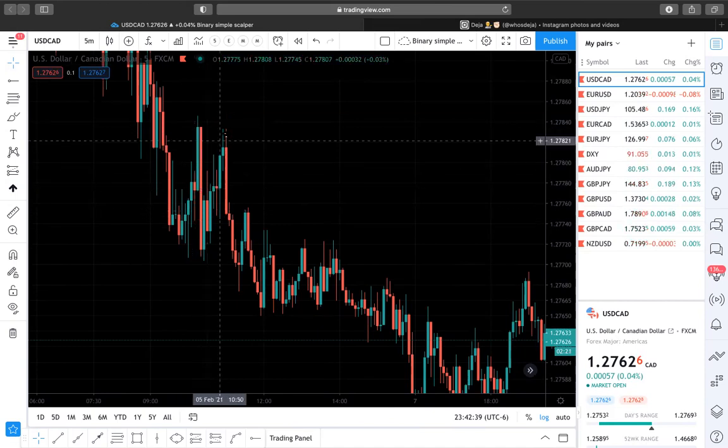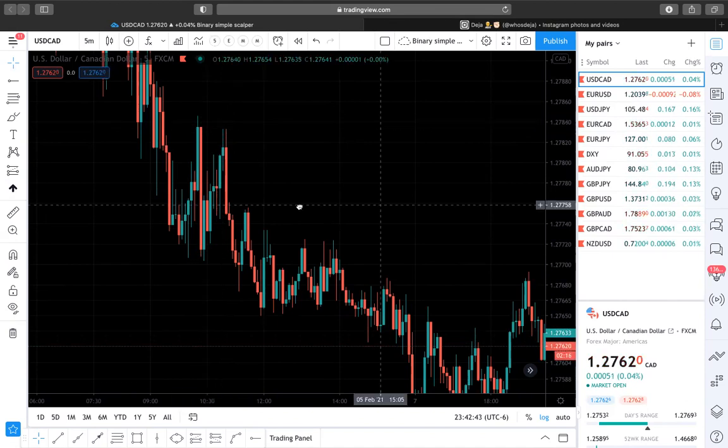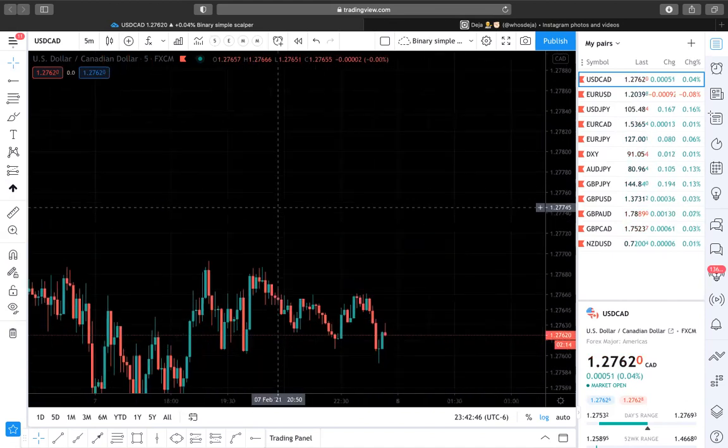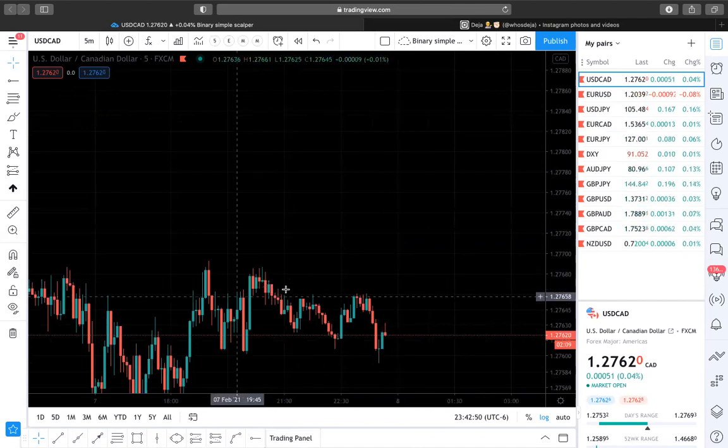This is the exact strategy, how to catch a sniper entry like this based on this, all right? It's really, really simple once you get the hang of it. I promise you that. Okay, so like I said, most of them are very small.